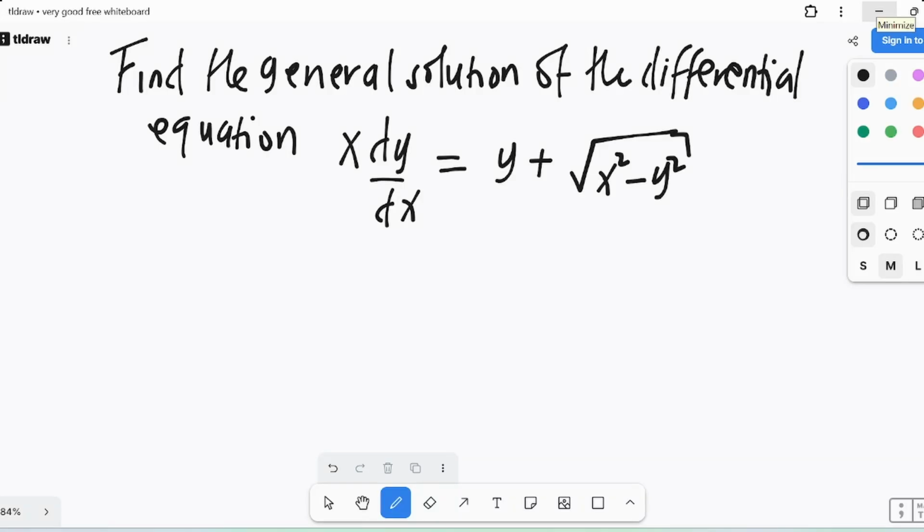To solve this differential equation in this video, we are going to see another type. So this is a new type. This is a homogeneous differential equation. How do you see it? You can't easily separate variables here. So you go for homogeneous, neither is it linear.